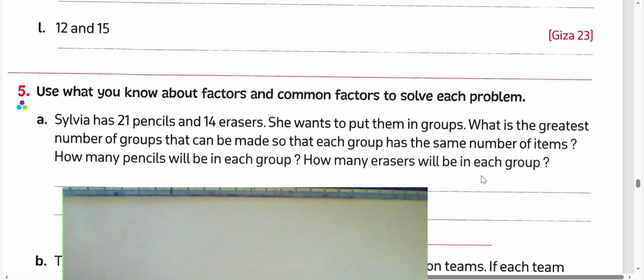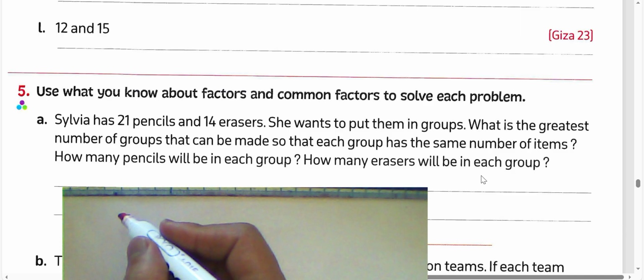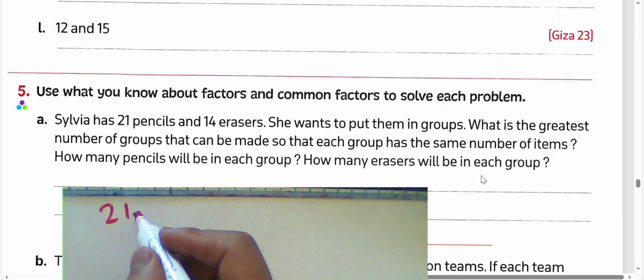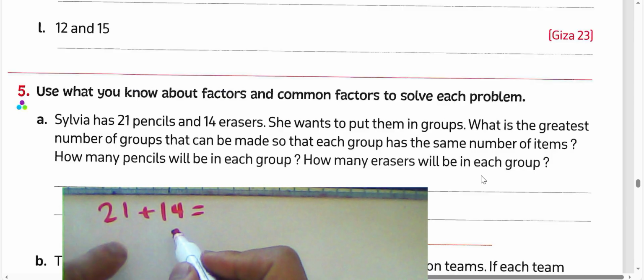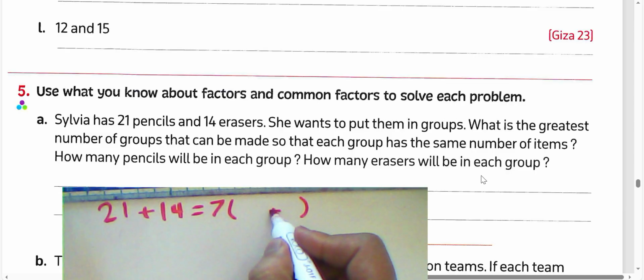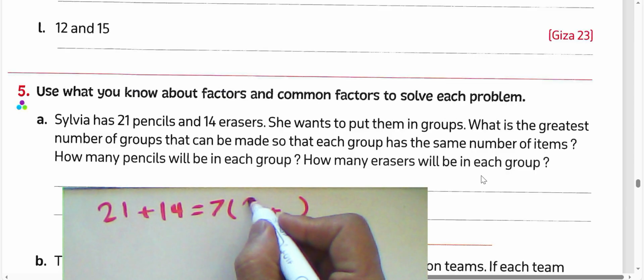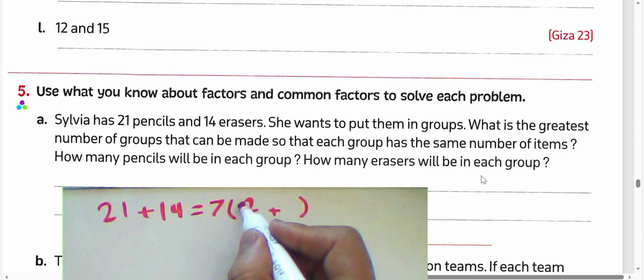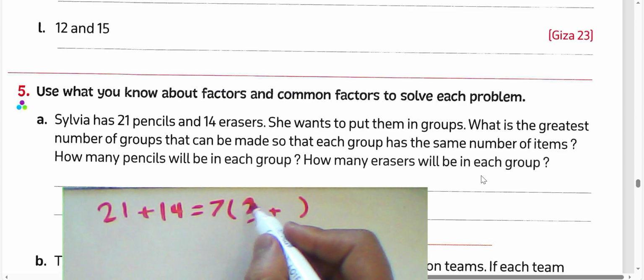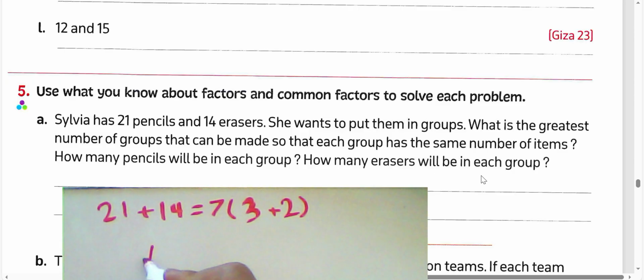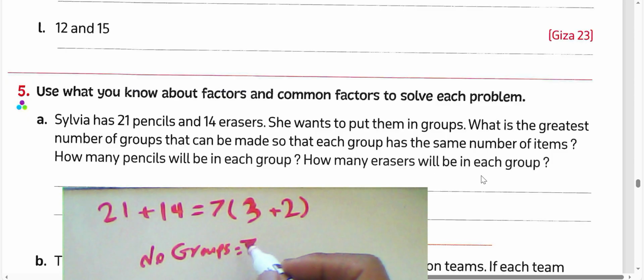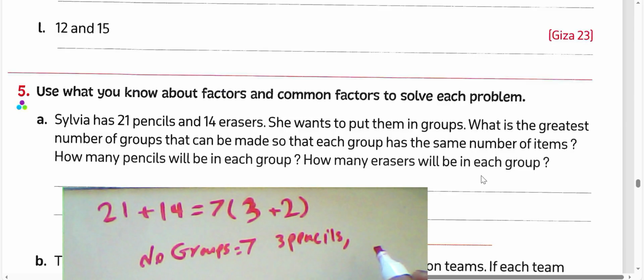Okay, this example we will solve by finding the highest common factor, or the greatest common factor, between two numbers. 21 and 14 can be divided by 7. 7 is the highest common factor between the two numbers. Then 21 divided by 7 equals 3, and 14 divided by 7 equals 2. Then the number of groups will be 7. The number of pencils in each group is 3, and the number of erasers in each group will be 2.